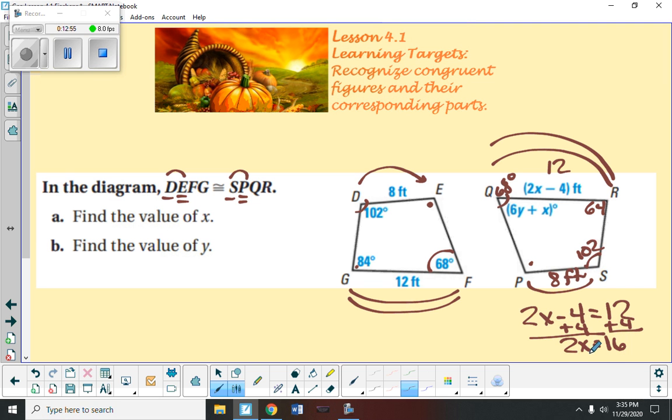And then divide by 2. So x equals 8. Now I have one of the answers. X is equal to 8.